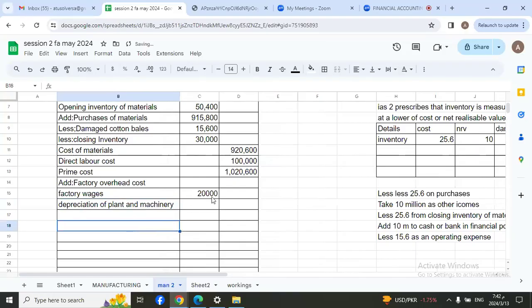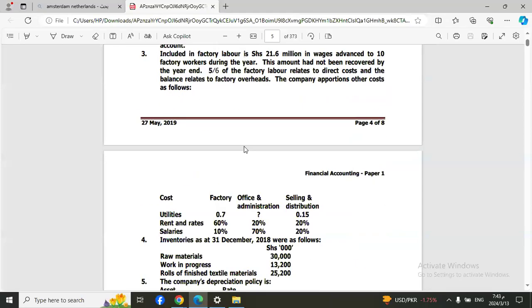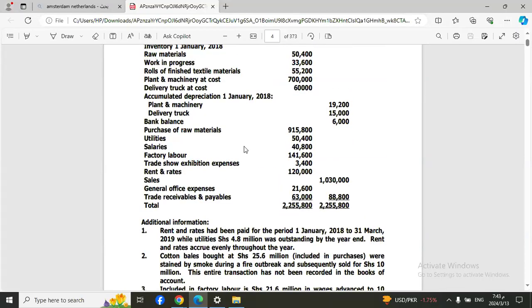So what do they say? What does the question say on plant and machinery? You come and check. You see plant and machinery is how much? 700,000, but it has accumulated depreciation of 19,200. Then you go on to the additional information to check. Look at our additional information. It is 10% on cost. So we said depreciation, when you're given the depreciation rate, it is that one times the cost, and our cost is 700,000.